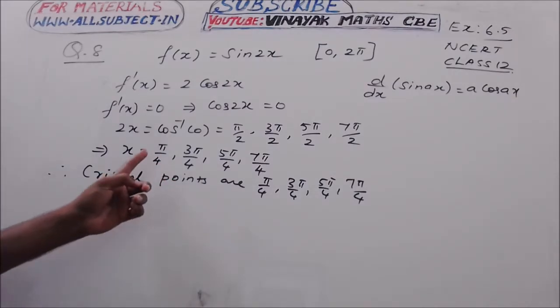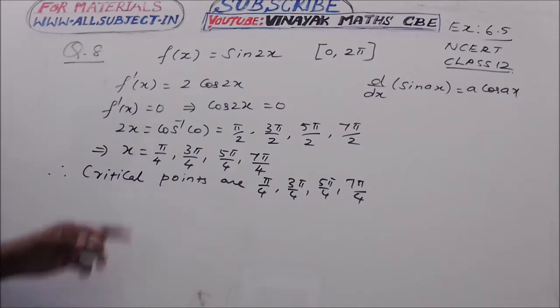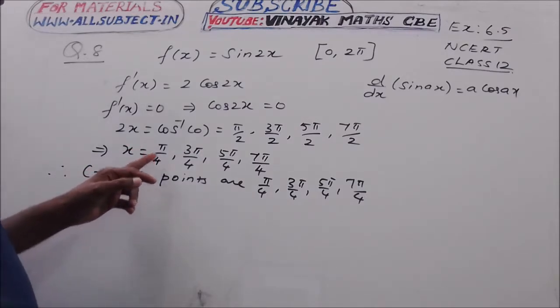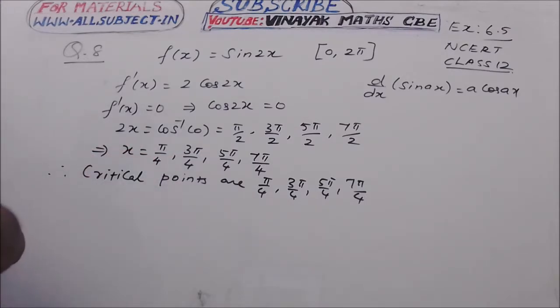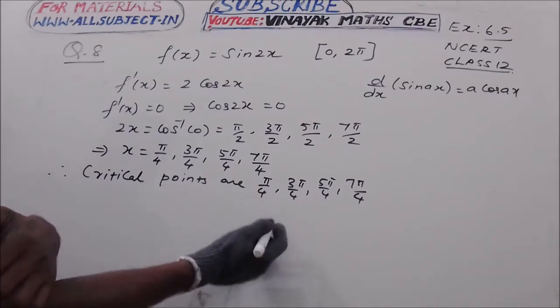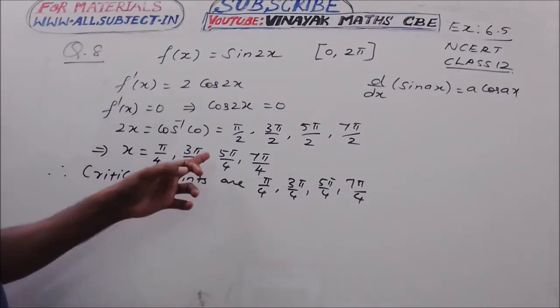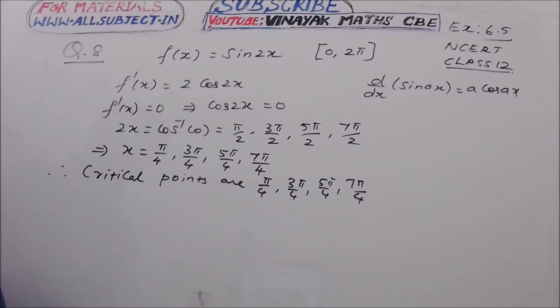In this, pi by 4 to 7 pi by 4: pi by 4 is 45 degrees, 3 pi by 4 means 3 times 45, that is 135, and then 5 pi by 4 means 5 times 45.